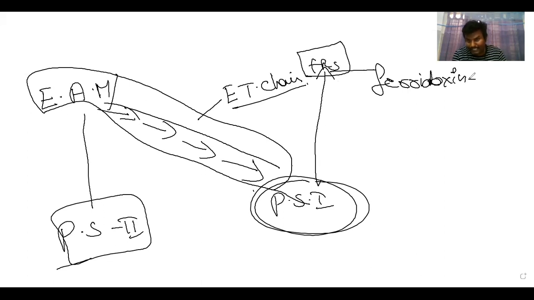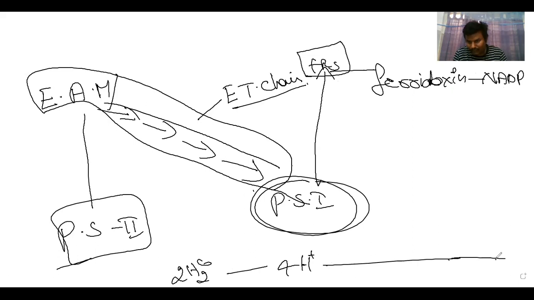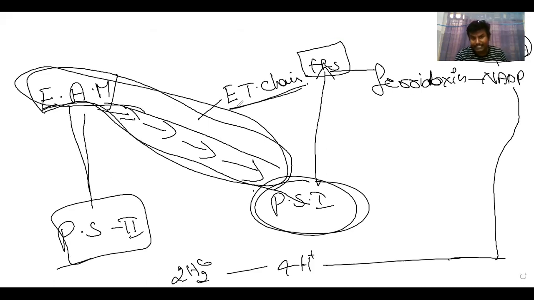Okay, from the ferredoxin, these electrons transfer to the NADP. Here water molecules are split. At that time, 4 protons are released. Those protons are transferred to the NADP, and then it becomes NADPH2. In this one, the electrons are transferred through the electron acceptor molecules. Therefore, it is called the electron transport chain.